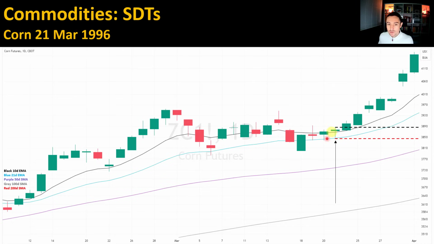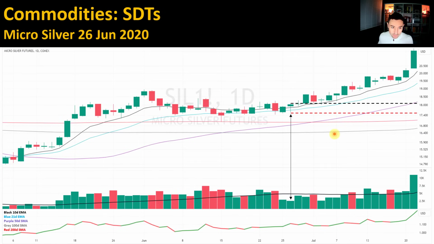So gap down, reverse bar, trigger bar, shakeout demand tail. Nice. Silver, micro silver futures. Shakeout demand tail off a what moving average? The 10 and 21. See that? Really nice. Look at the base duration as well.